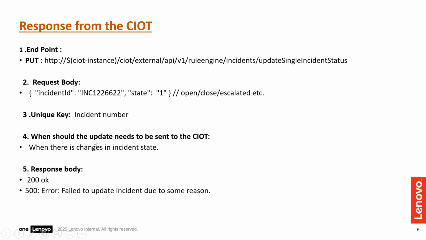Fine. Now, when does the update need to be sent to the CAOT? When we need to send the information to the third party, when there is a change in the incident state. For an incident ID, when the state gets changed, then we are going to hit the third party. What is the response? If we get 200 from them, that is a success, meaning created from there or else updated from their side. And if you receive any error message from them, that will be a 500, an HTTP status.